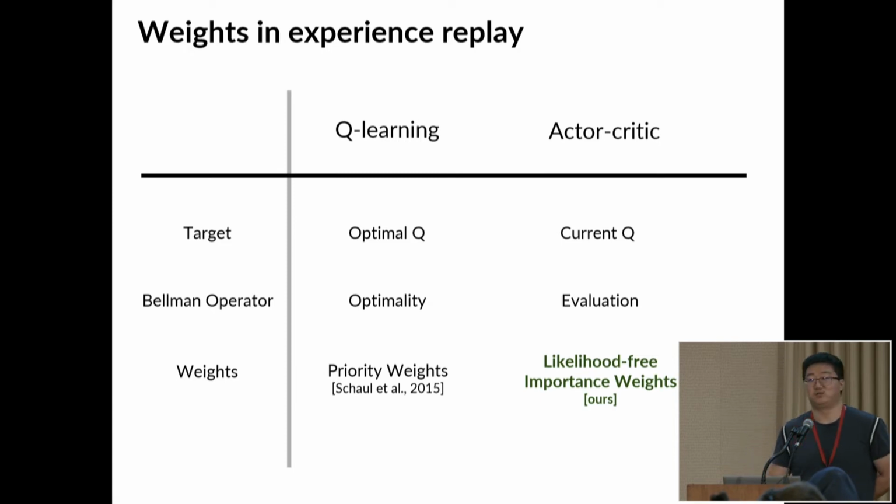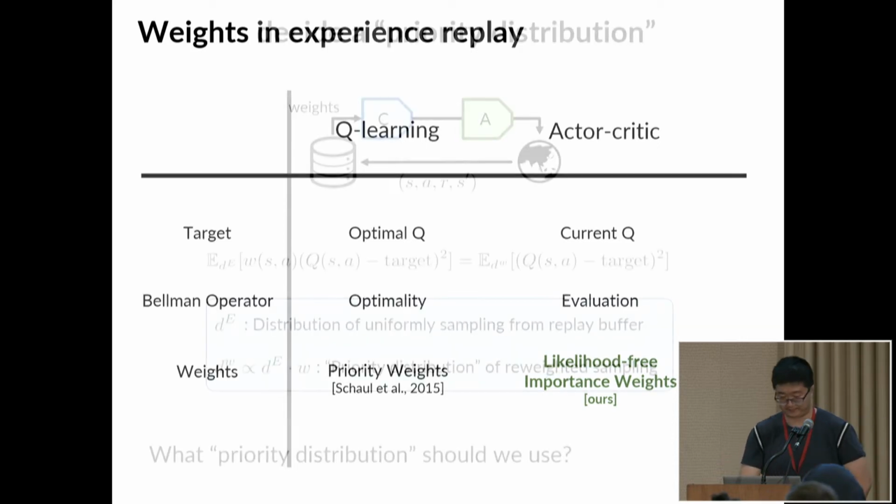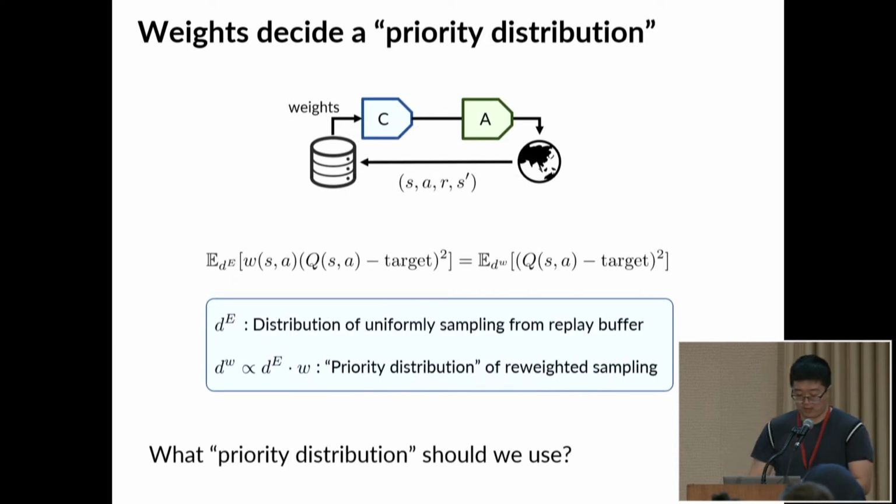And in this case, we actually show in our paper that perhaps there is another alternative that actually improves sample efficiency in actor critic algorithms just by reweighting the experience replay buffer. And we call this method likelihood-free importance weights.